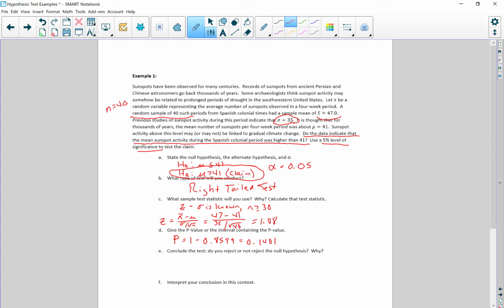To conclude this test, basically we want to know, do we reject the null or do we fail to reject the null, and why? To do this with p-values, you always just compare the p-value to alpha. In this case, 0.1401 is greater than 0.05, which was our alpha level. Because p is greater than alpha, large p-values, you do not reject the null. So our conclusion is we do not reject the null since p is greater than alpha.